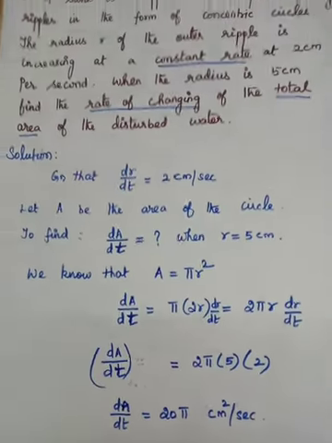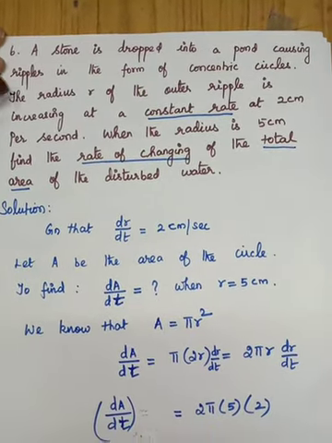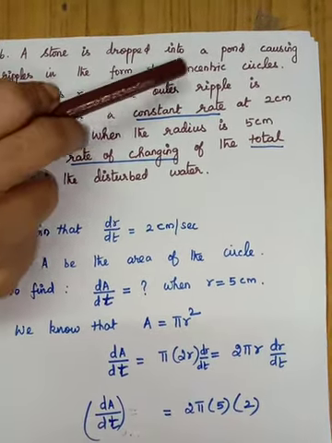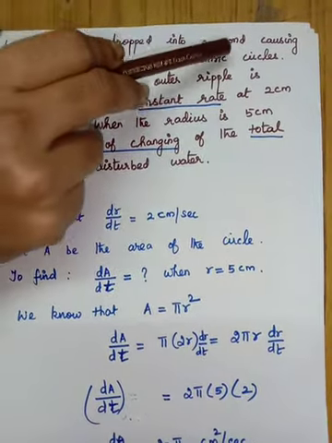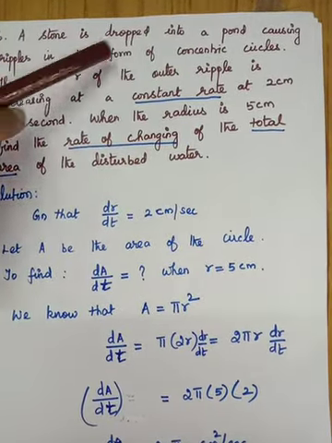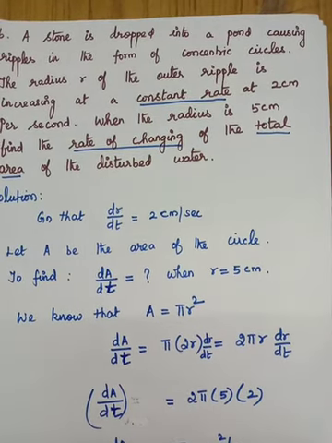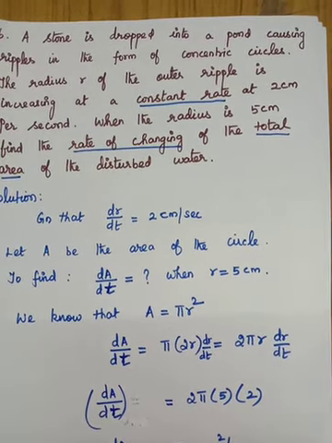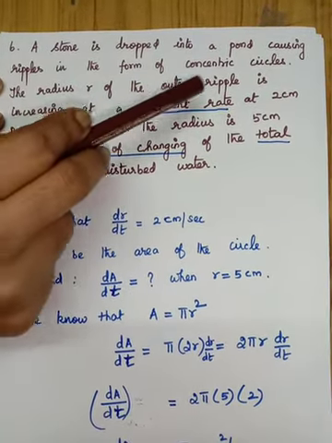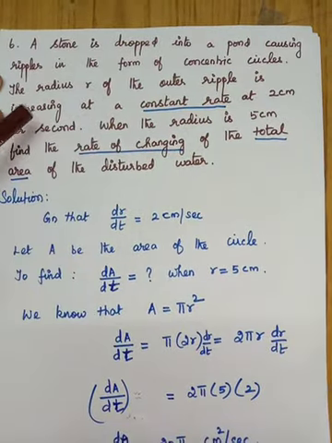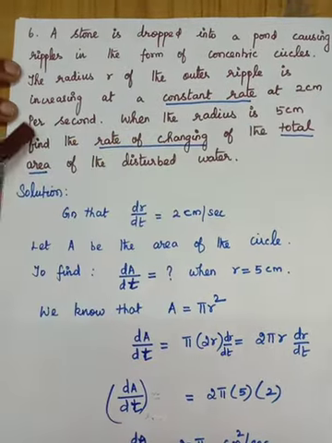Okay, come to the sixth one. A stone is dropped into a pond causing ripples in the form of concentric circles. Concentric circle means the radius will be different, but all the circles have the same center. The radius r of the outer ripple is increasing at a constant rate of 2 centimeter per second.